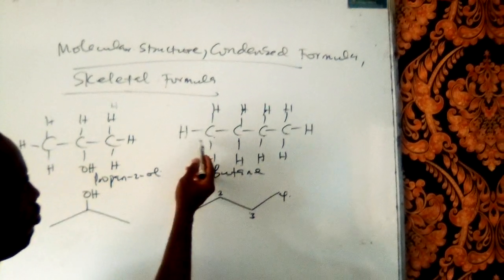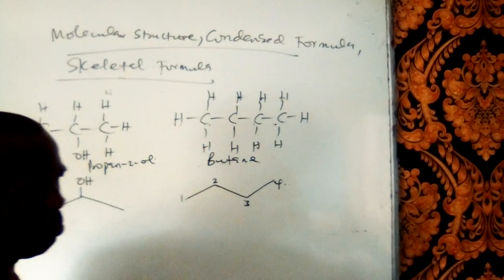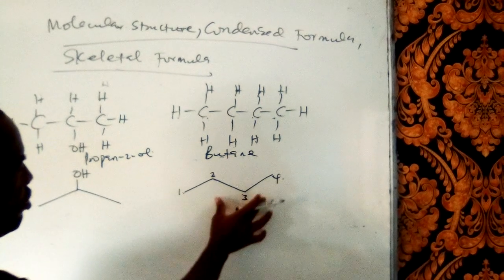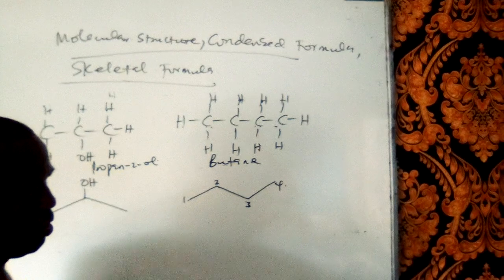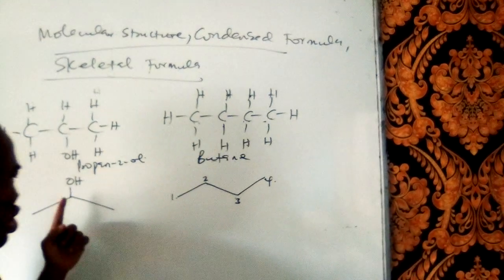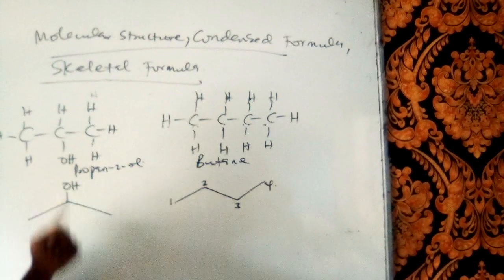So there are 4 carbon atoms in butane. So that is the skeletal structure of butane. In the skeletal structure, we don't show hydrogen. We can show any other substituent group like a hydroxy group or any other functional group.